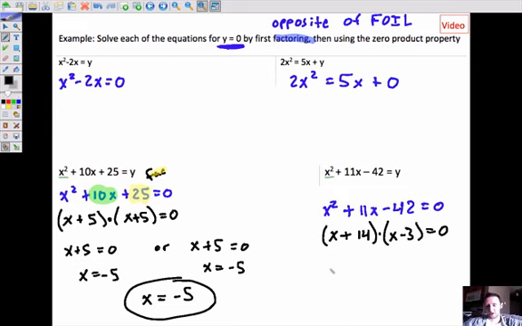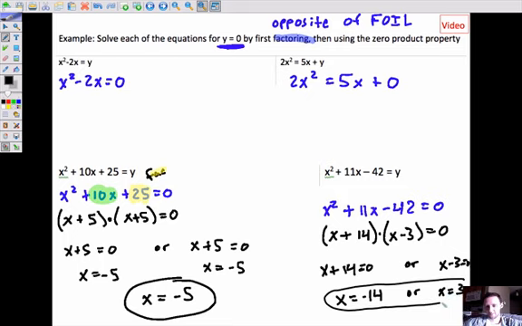Now we're just down to the easy part. X plus 14 equals 0, or x minus 3 equals 0, x equals negative 14, or x equals 3. And that is my answer. In terms of the graph, that means that the x-intercepts are at negative 14 and at 3. Over here on our first one, if it only has one x-intercept, we talked about this last week, this would mean that the vertex is actually at x equals negative 5 since it only has one.